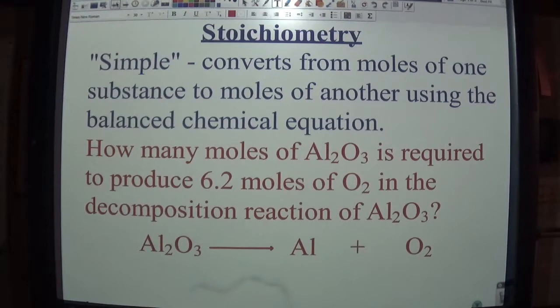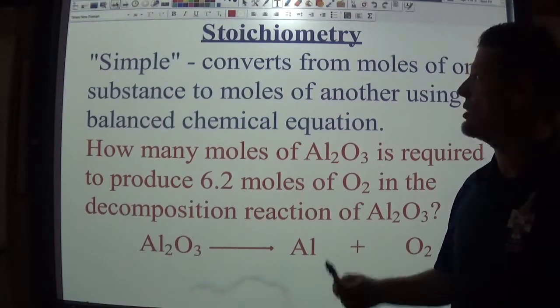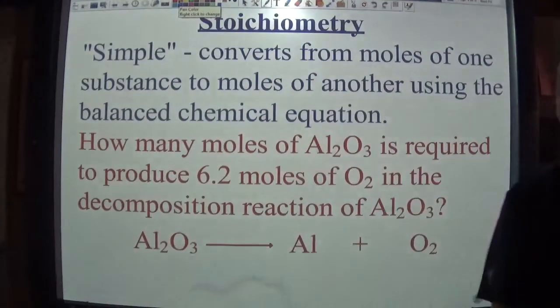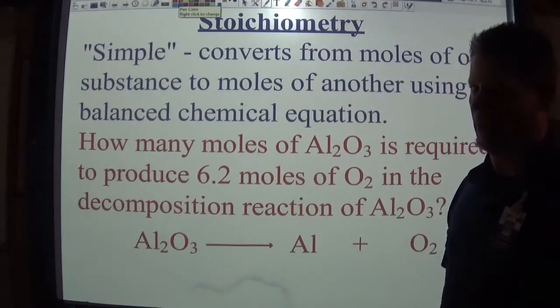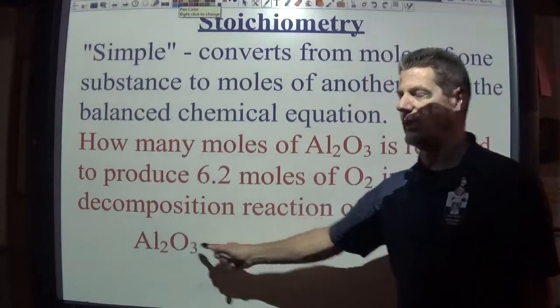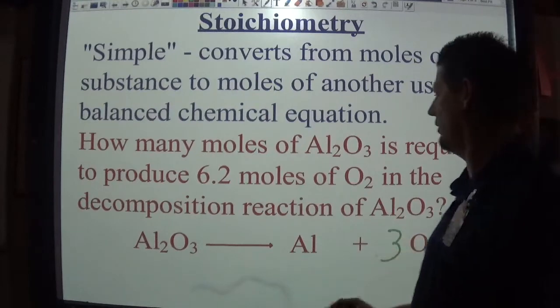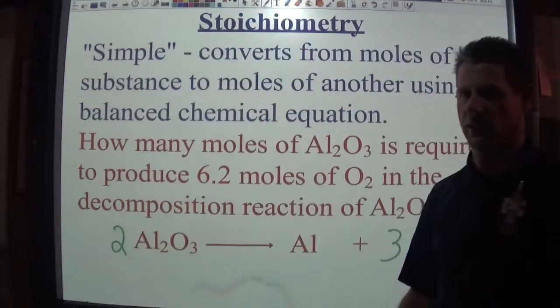So in the reaction that we did the other day, you looked at a video with me. Here's another sample. How many moles of aluminum oxide are required to produce 6.2 moles of oxygen in this decomposition? So we don't have a balanced equation. That's the first thing for every single one of these problems: you have to balance the equation. I have 3 oxygens over here, but only 2 oxygens over here, which means I need to put a 3 in front of that and a 2 in front of that to balance the oxygens.